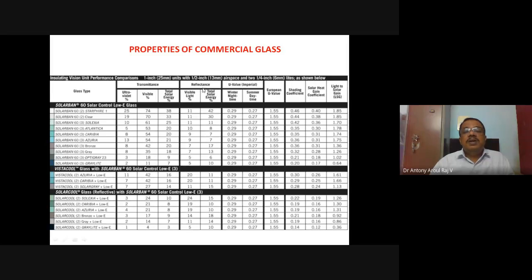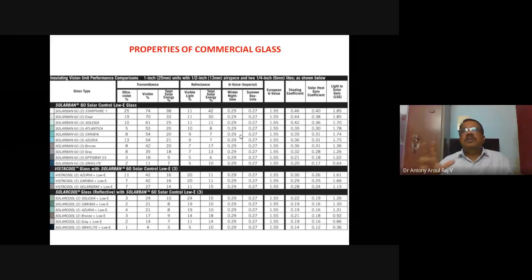Similarly, the reflectance property is also given. And the most important thing is that the U value is also given. Some of you may be wondering why the U value is given for a glass. The U value is important. Why?